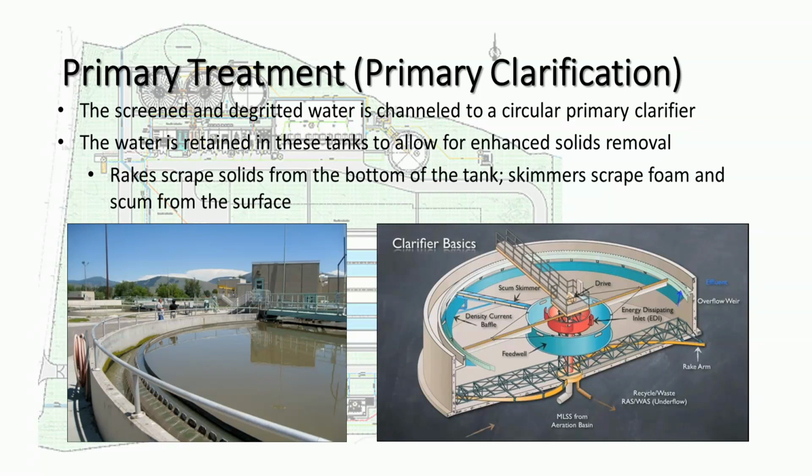Most of the suspended solid matter which initially enters the plant is removed after primary treatment. The sludge which forms at the bottom of the tank is pumped off to a sludge treatment.